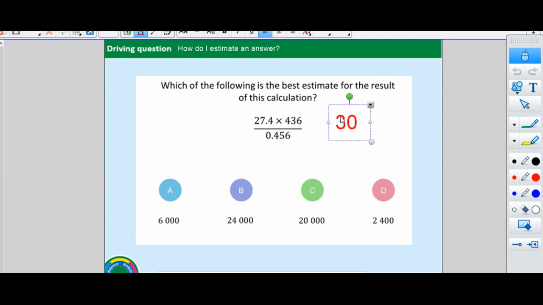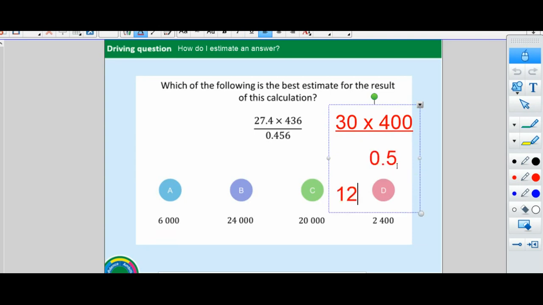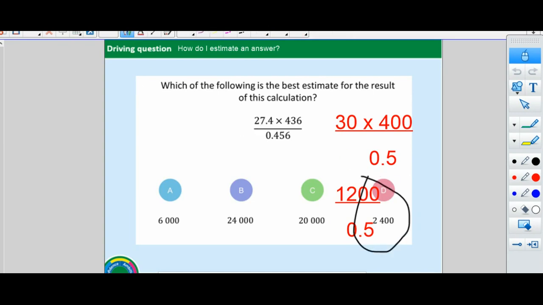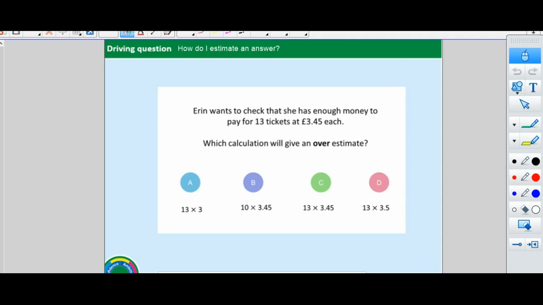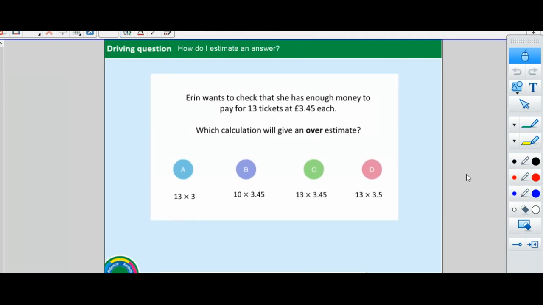Okay, I would say 30 multiplied by 400 all over 0.5, which is the same as 1200 all over 0.5. And dividing by 0.5, so in other words, multiplying by 2, I would have chosen answer D. Let's have a go at this one.